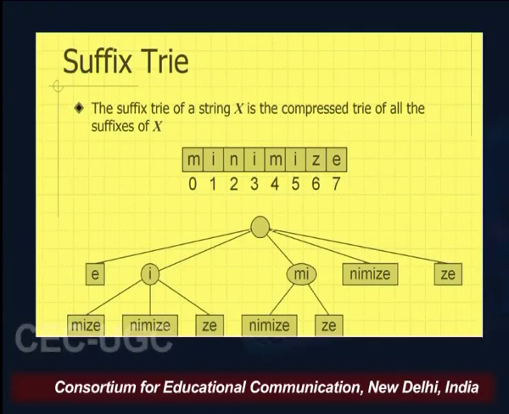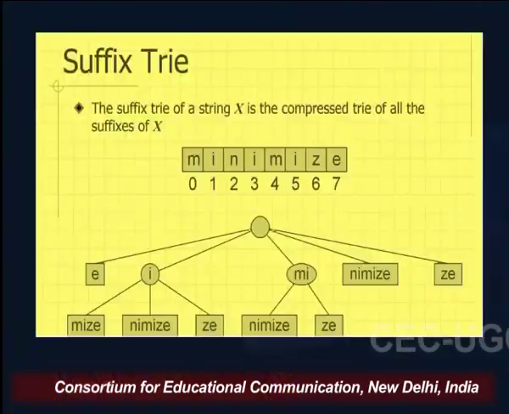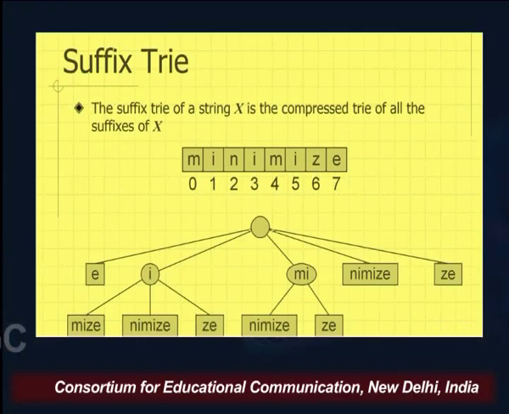So, suffix tries we can say is a different version of the trie. Earlier we have seen the standard trie, then the compressed trie. Now we are coming to the suffix trie. As the name indicates, the suffix trie of a string X is actually a compressed trie, not a standard trie, of all the suffixes of S.